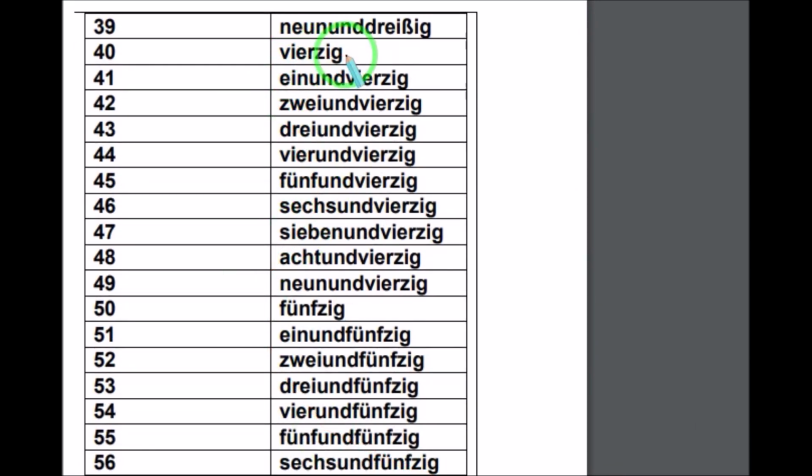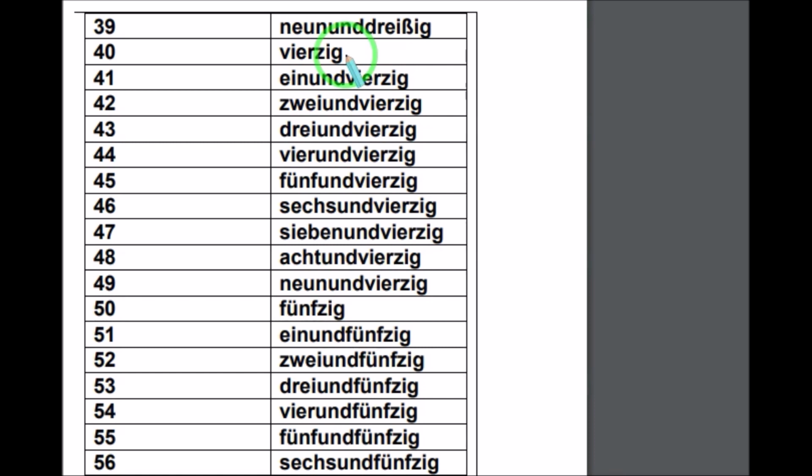Now learning this: 30 is dreißig. As you know, 3 is drei. For 30 you have to just add Z-I-G. So dreißig. For 40 you will first write vier and then add Z-I-G. For 50 you will first write 5, which is fünf, F-Ü-N-F, and then just add Z-I-G. For 60 you will write S-E-C-H-Z-I-G. As I said, S and Z cannot be written together.